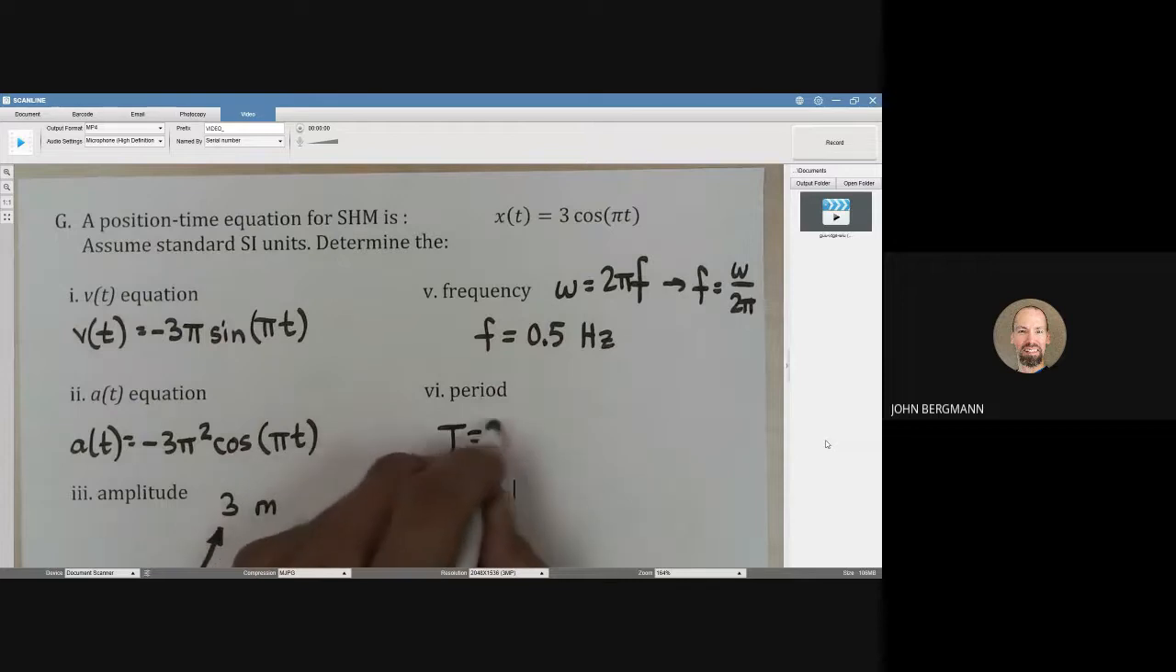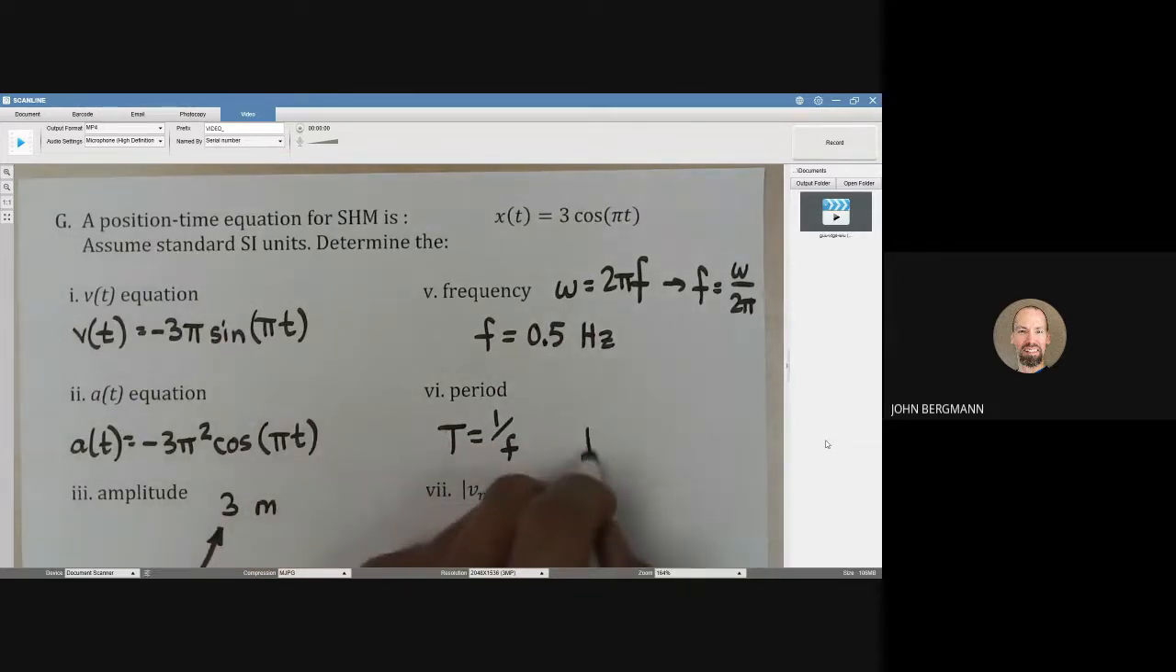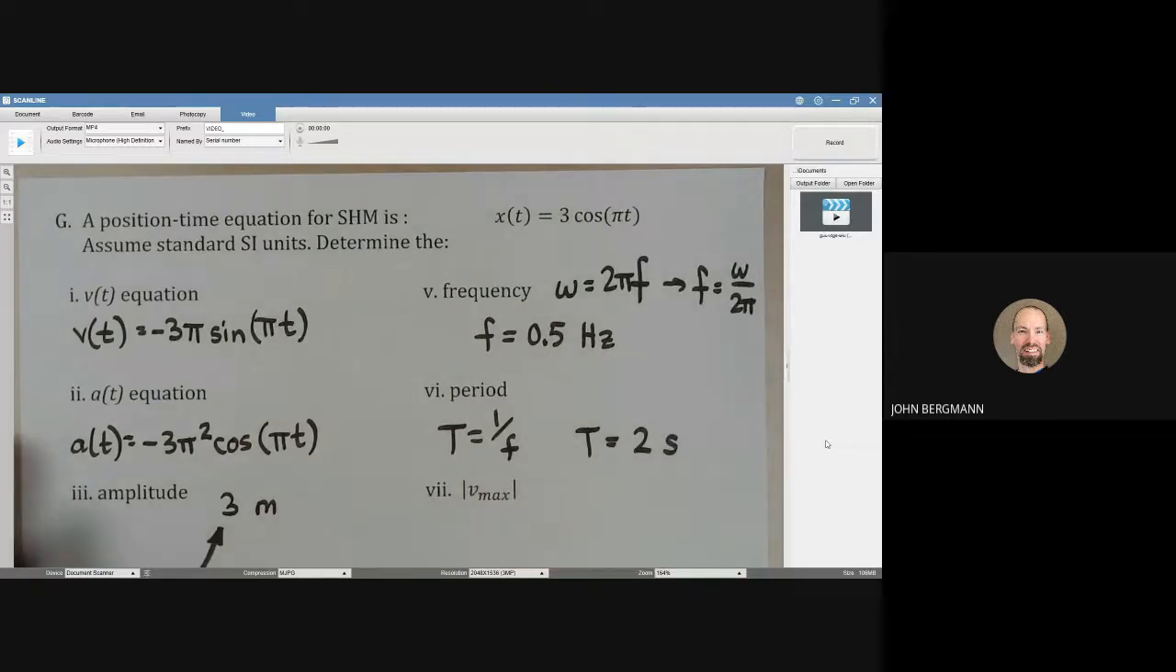What about the period? The period is the reciprocal of the frequency and vice versa. So that's easy, isn't it? 1 divided by 1/2 is 2. And what's the unit for period? Seconds.